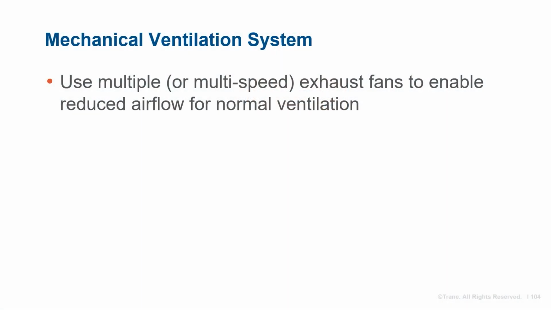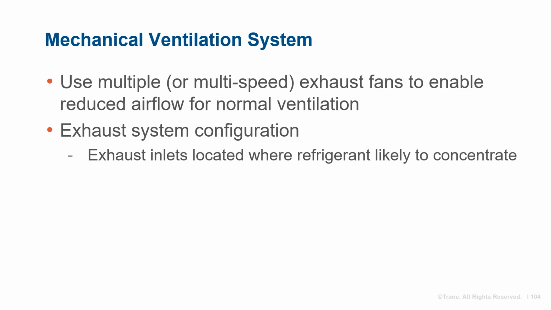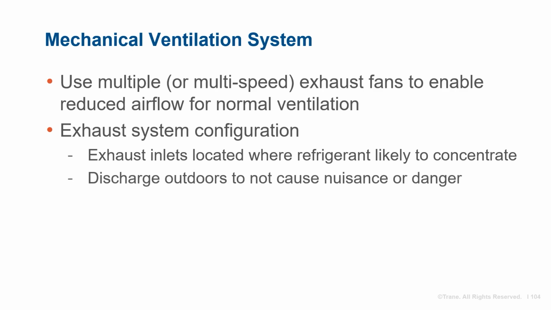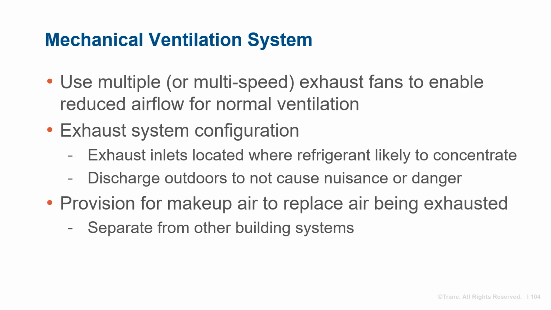Now next, going back to the ventilation system itself, in order to provide these two different ventilation rates, you can use either multiple exhaust fans or a multi-speed fan. The standard requires exhaust inlets to be located where the refrigerant is likely to concentrate. And the air must discharge outdoors to a location that doesn't cause a nuisance or danger. It also requires provision for makeup air to replace this air being exhausted, which must be totally separate from any other building ventilation system. And the inlets for this replacement air must be located to avoid recirculation of the exhausted air.